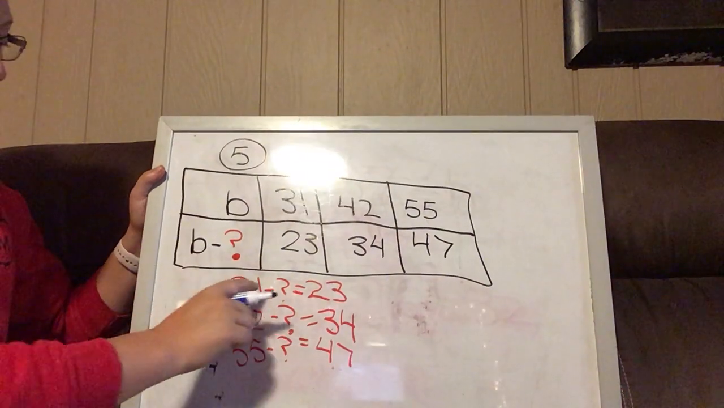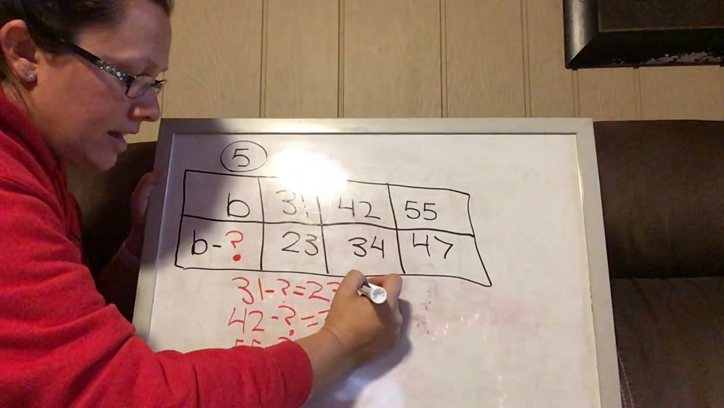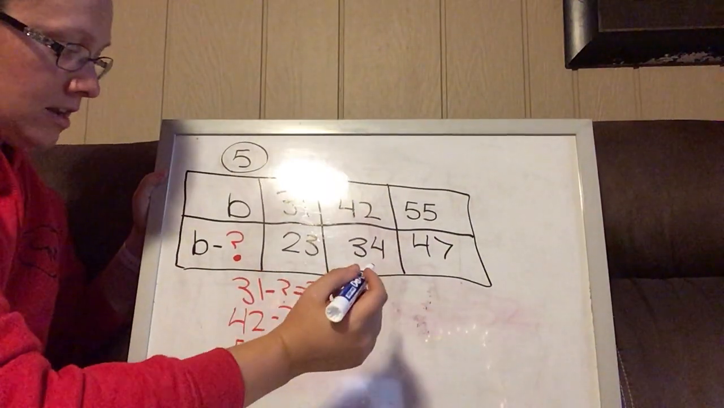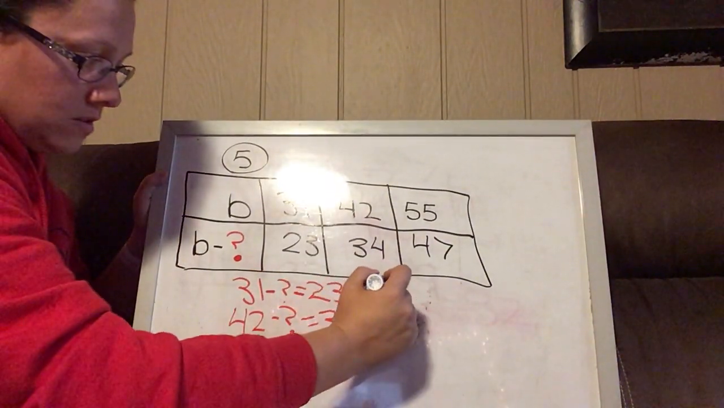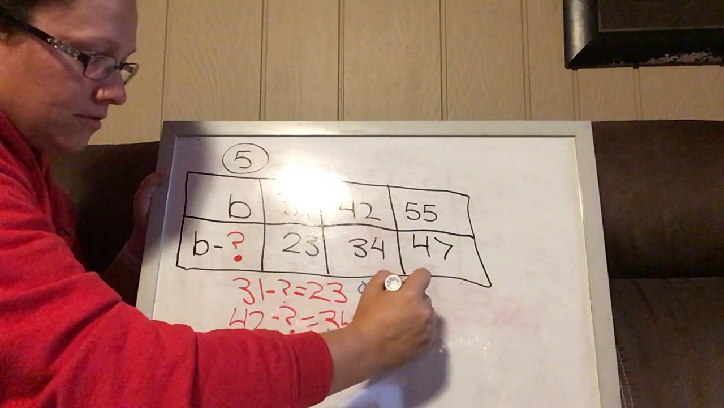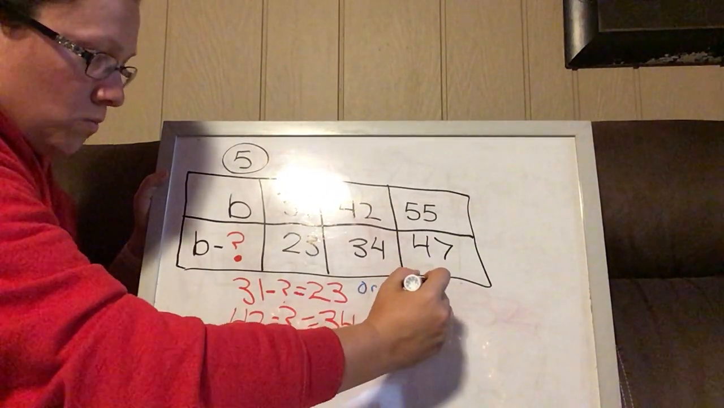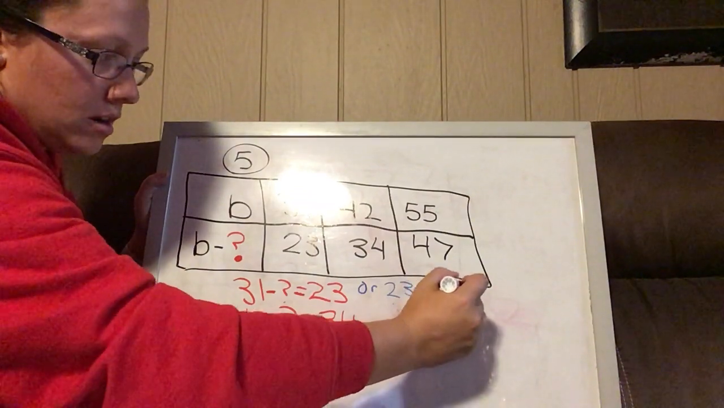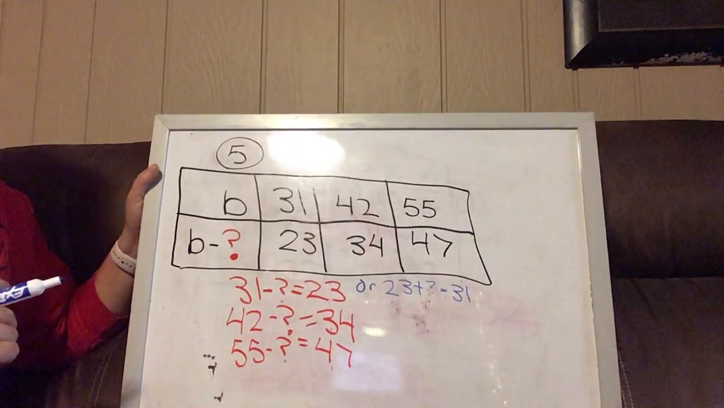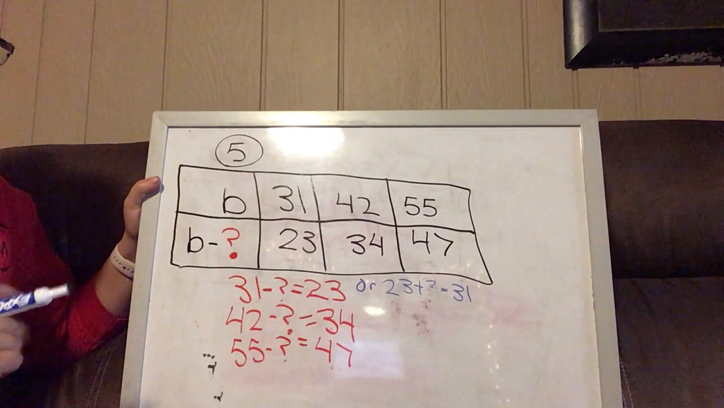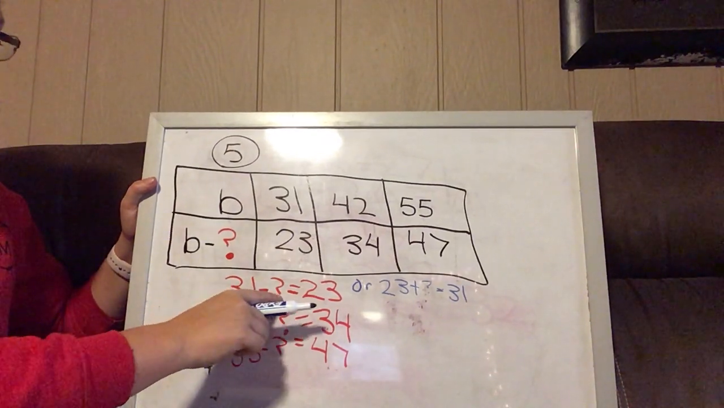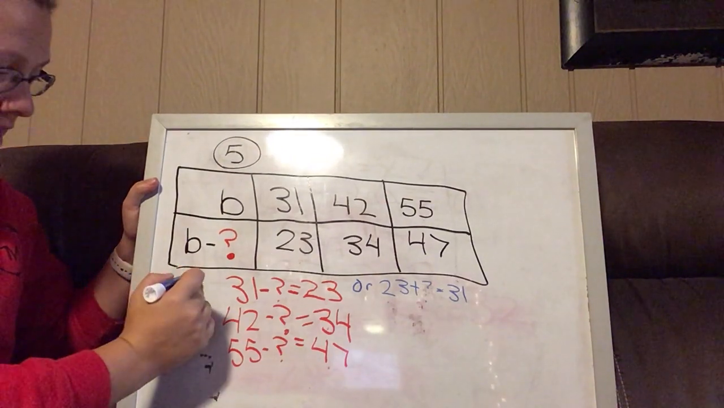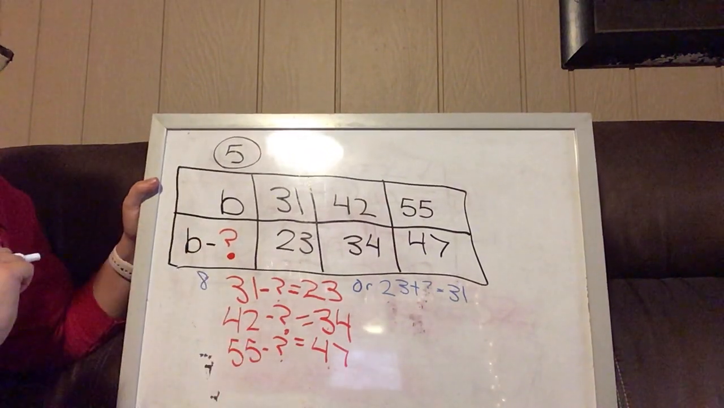All right, so 31 minus what number is 23? I could rewrite that and say 23 plus what number gives me 31? 31 minus 8 equals 23. So 8 here was our mystery number.